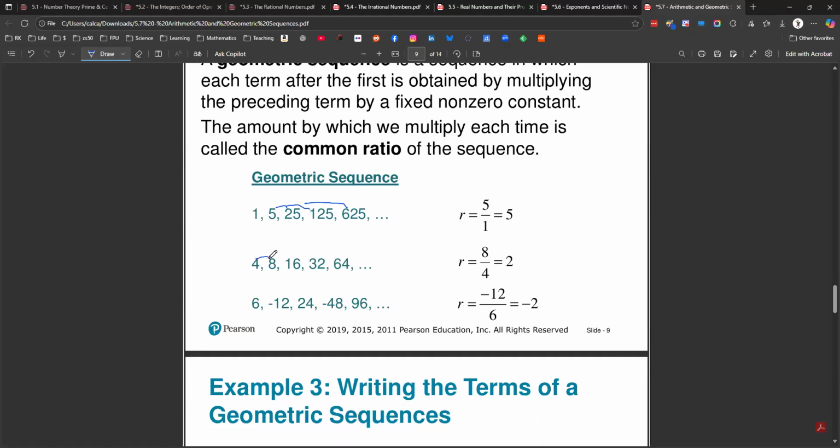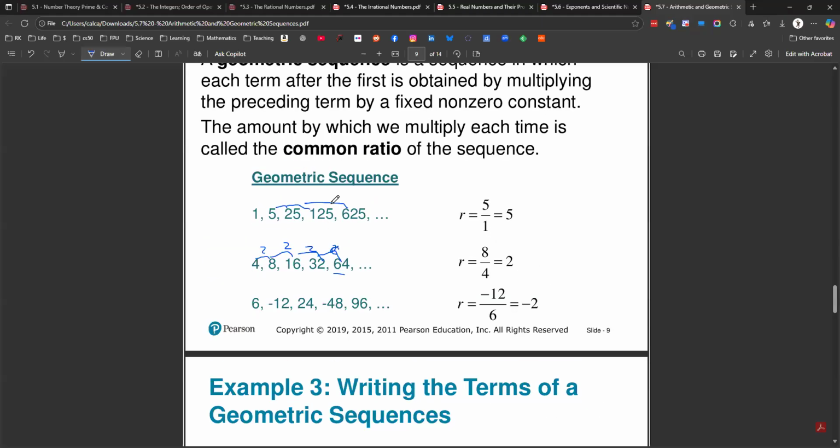Okay. But what you can see going between each one of these terms is you're multiplying by a common number. So here, 4 to 8 means I'm multiplying by 2. Going 8 to 16, I'm multiplying by 2. 16 to 32, multiplying by 2. So each time I'm moving in the sequence, I'm taking the number and doubling.